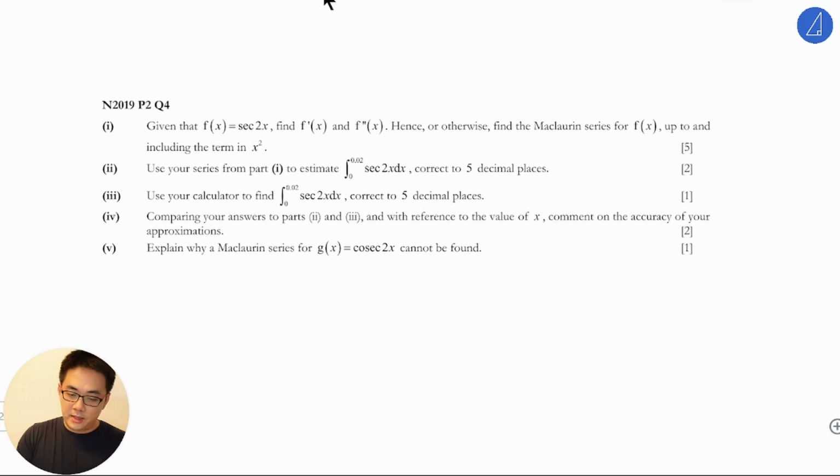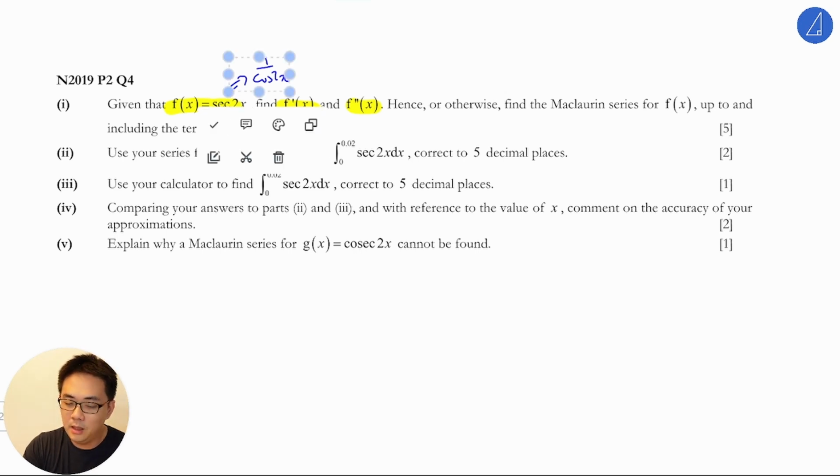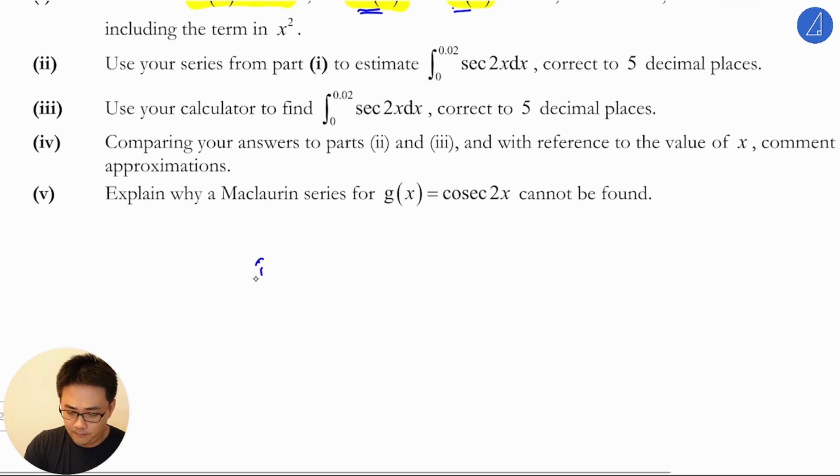So the first thing you must get at is this is by successive differentiation. You of course can use standard series here. You know why you can use standard series? Because this is 1 over cosine 2x. But since you were told to find f prime and f prime prime, you might as well just use successive differentiation. So this first one, answer your question, right?